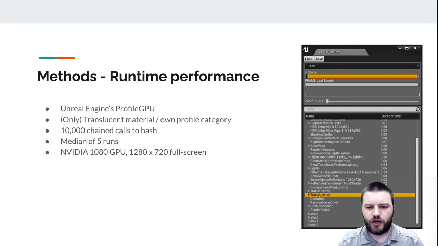In order to get measured results, we performed 10,000 chain calls to the hash, and then we recorded the median of 5 runs. This was done because the Profile GPU tool measures in milliseconds. It was just the number of calls required to push the hashes into that range. All tests were performed on the same Windows PC with an NVIDIA GeForce 1080 GPU at 1280 by 720 resolution.